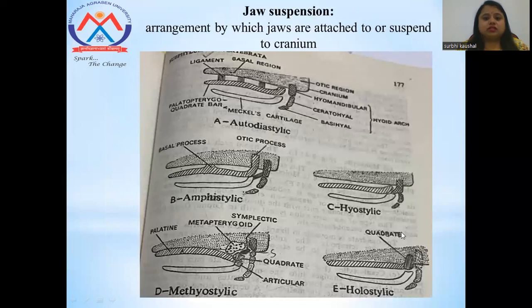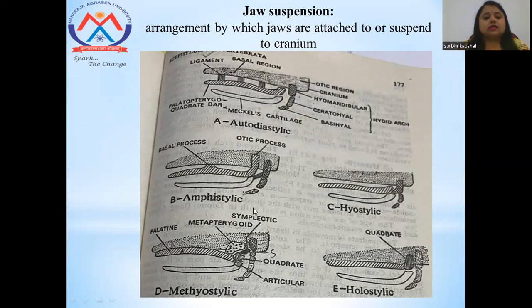Now, what is the arrangement of the jaw, or you can say what are the different jaw suspensions present in different vertebrates? So these are of 6, 7 types. First is the autodiastylic. As you see in this diagram, the palatoquadrate, that is the upper jaw, attaches to this part of the cranium with the help of ligaments. As you see, these 3 pairs of ligaments are present, and the hyoid arch is set free. It has 3 parts: prehyomandibular, ceratohyoid, and basihyoid. So this type of jaw suspension is present in the case of autodiastylic.